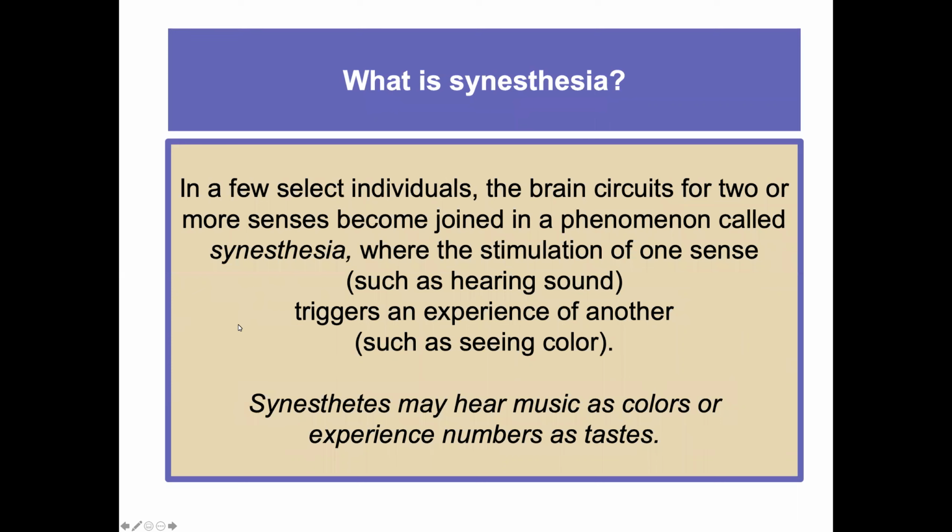Synesthesia. There are certain people who seem to be able to experience joint sensory sensations. So the brain circuits for two or more senses become joined in a phenomenon called synesthesia, where the stimulation of one sense, such as hearing a sound, triggers an experience of another, such as seeing a color. Our younger son actually used to say this, that when he would see certain numbers, he would see colors. Synesthetes may hear music as colors or experience numbers as tastes. So it's almost like there's a mixing of two areas of their sensory system.